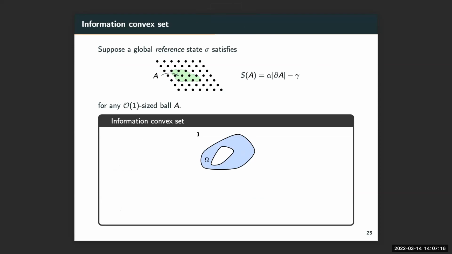And now I will define a set of density matrices, which are morally a set of states which are locally indistinguishable from a given state, let's say the ground state. That is to say, I will look at these individual constant-size balls, which is of order the correlation length, and I'll demand that the reduced density matrix I care about should be locally indistinguishable from the ground state on these little patches, for any ball that touches this omega.